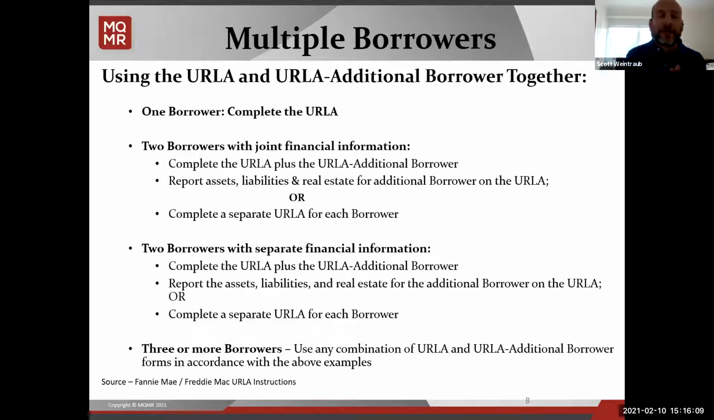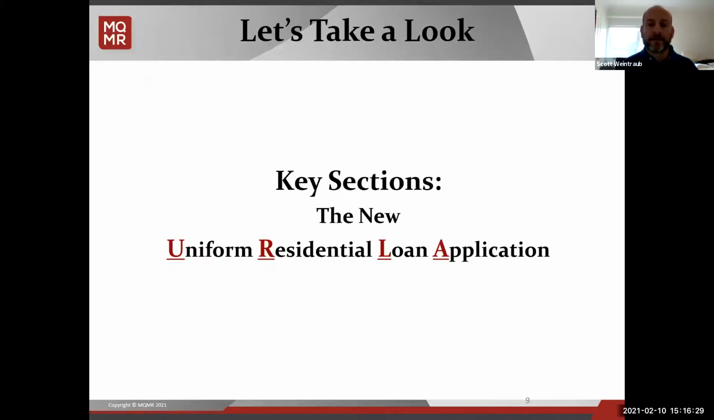So the key point here to remember is that there's an additional form that must be filled out for each additional borrower. So there can't be just one form, one URLA, to be used completely for all borrowers. There has to be that additional borrower form filled out by the second borrower or third borrower, etc. Okay, next slide, thank you.